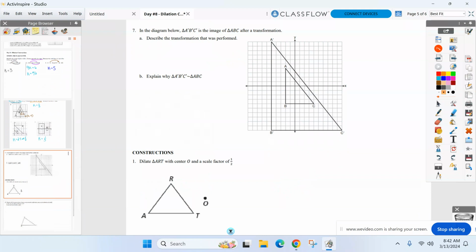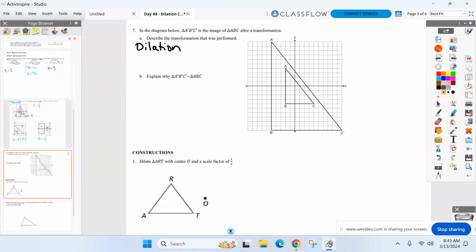And next up, describe what happened to go from ABC to A prime, B prime, C prime. Well, it got bigger, didn't it? And there's only one transformation out of the 4 we've talked about that makes something larger or smaller, and that is a dilation. So describe the transformation that was performed. It's definitely a dilation. I don't think this was a rotation, reflection, or translation.